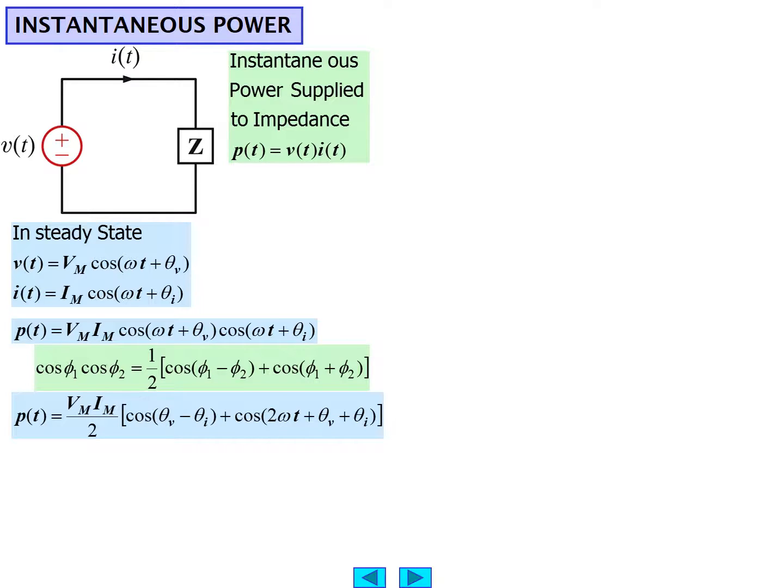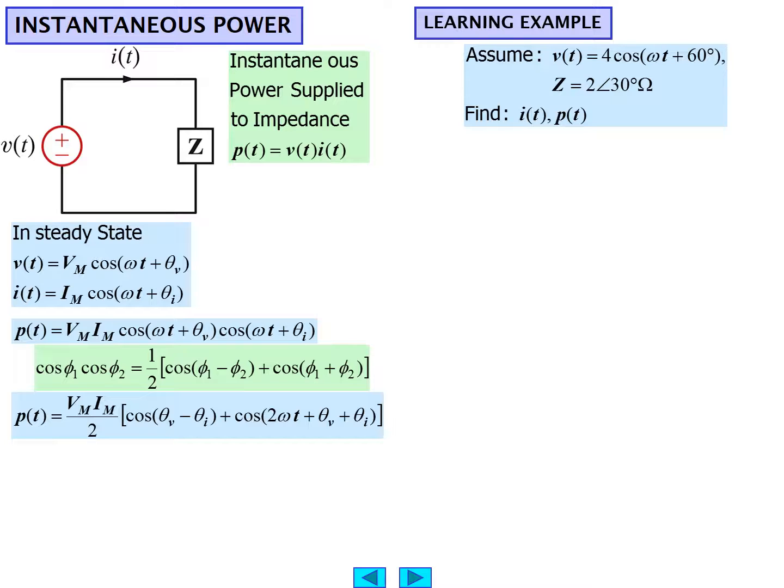So therefore, using the trigonometric identity, the instantaneous power is V_m I_m divided by 2 times the quantity cosine(theta_v minus theta_i) plus cosine(2 omega t plus theta_v plus theta_i).